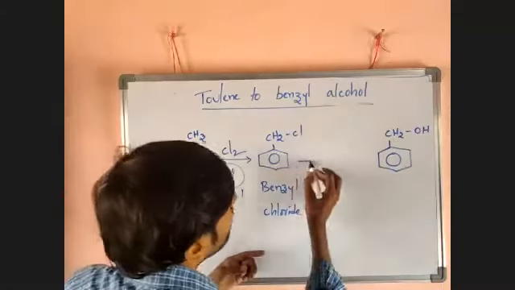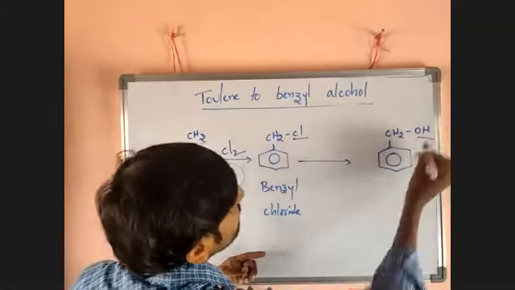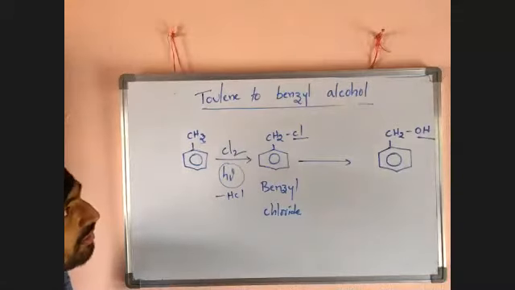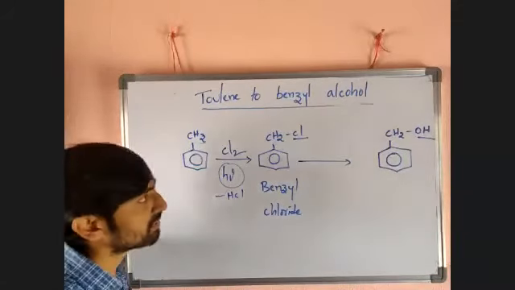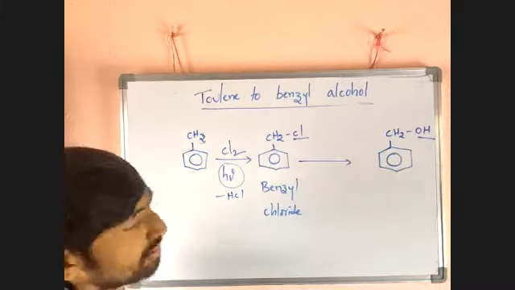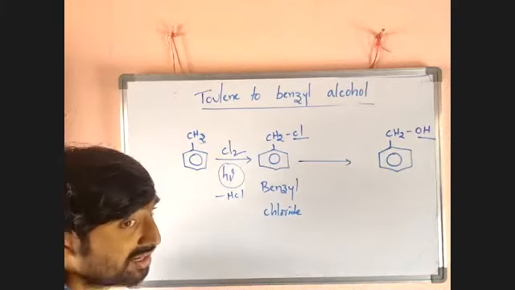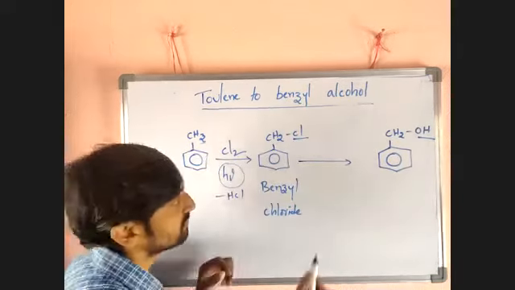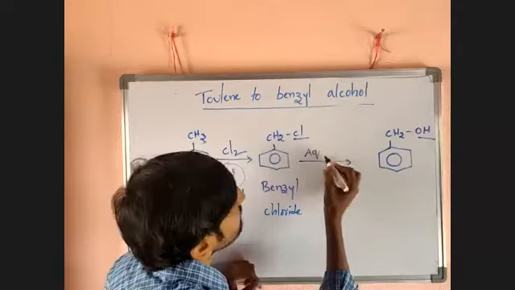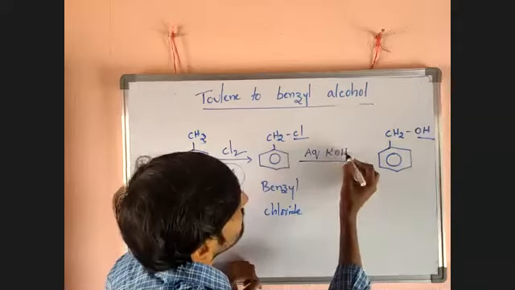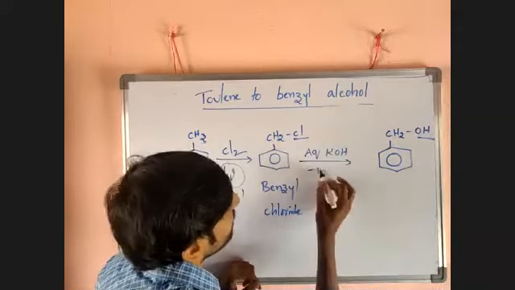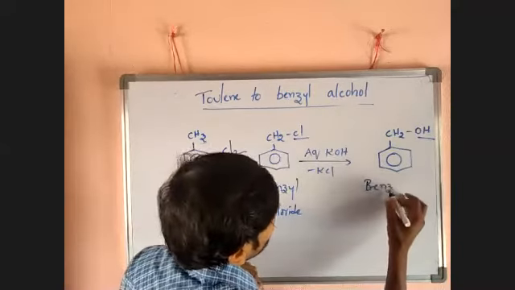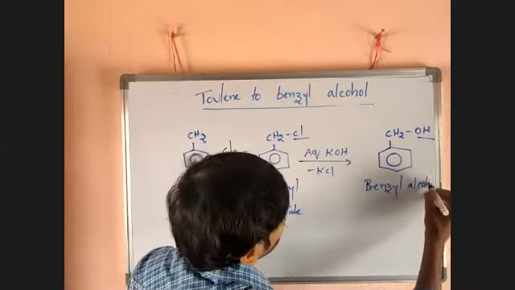Now we want to create OH in the place of Cl. How can we create OH in the place of Cl? On reaction with KOH or NaOH, not alcoholic KOH or NaOH, because those can do dehydrohalogenation. That's why I want to take aqueous KOH. Just eliminate KCl, minus KCl, and OH substitutes. Then that will give benzyl alcohol.